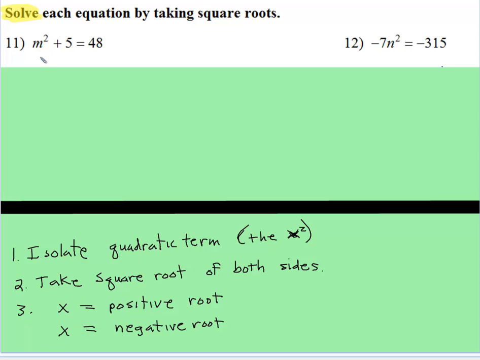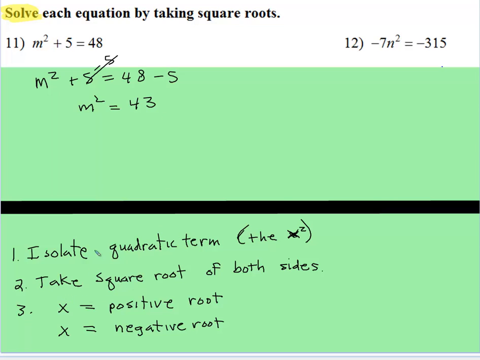Okay, so on number 11, I'm going to rewrite this. m squared plus 5 is equal to 48. Well, the first step in isolation is to get rid of that positive 5. The opposite of positive 5 is negative 5, or you could think about it as subtract 5, subtract 5. Then we have m squared is equal to 43.